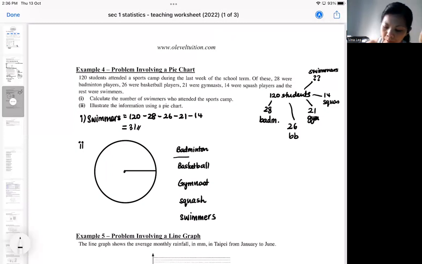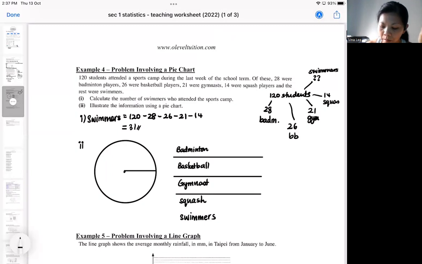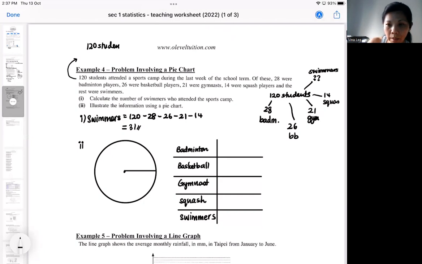You're going to calculate the angles first, so it'll be easy if you make it into a table. Then you draw. Okay, we'll do the planning. Later on, you'll be drawing. So how are we going to plan the angle? You might need to think about this first. 120 students is like 360 degrees. One student will be 360 divided by 120.